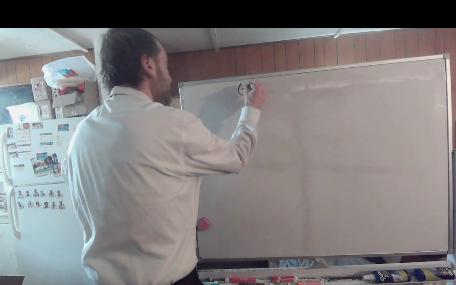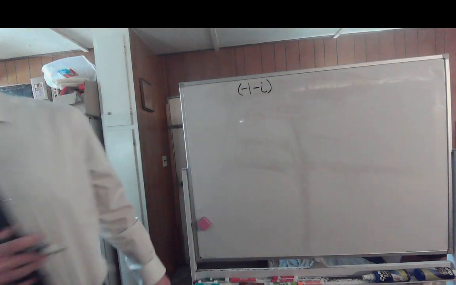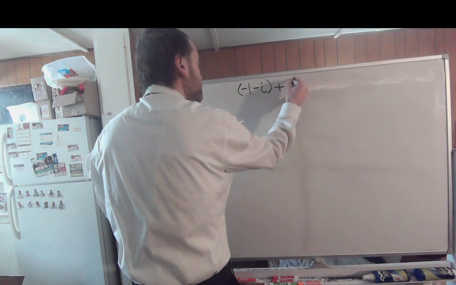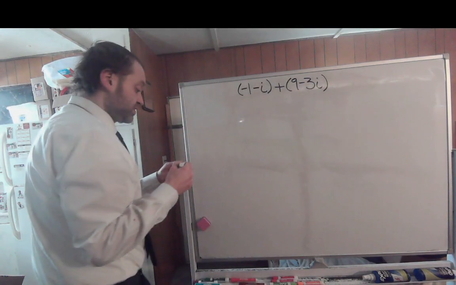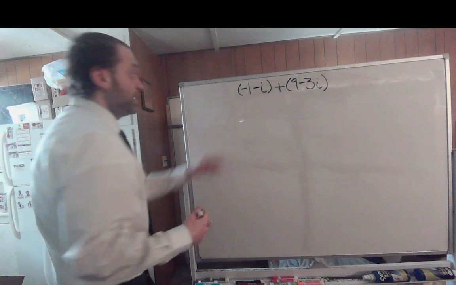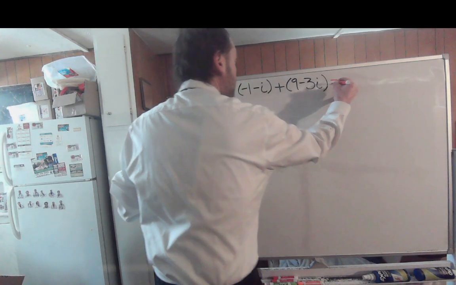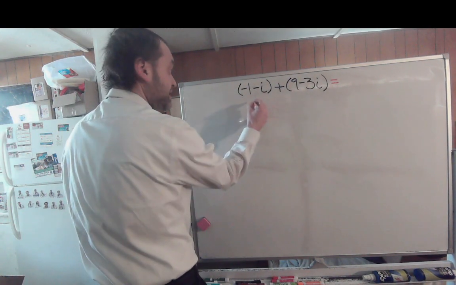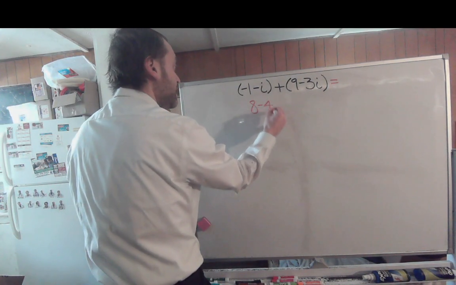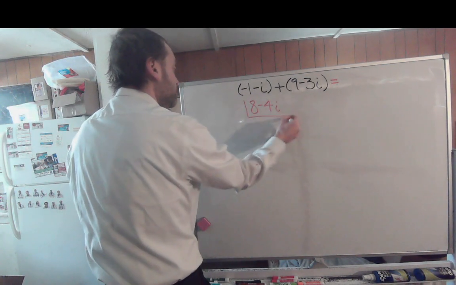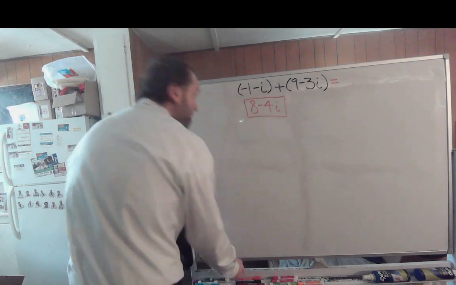We have negative 1 minus i plus the quantity of 9 minus 3i. So there's those two complex numbers. So negative 1 minus i plus 9 minus 3i. So add your like terms. Negative 1 plus 9 is 8. Then negative i minus 3i, that'd be minus 4i. So the complex number that would result would be 8 minus 4i.